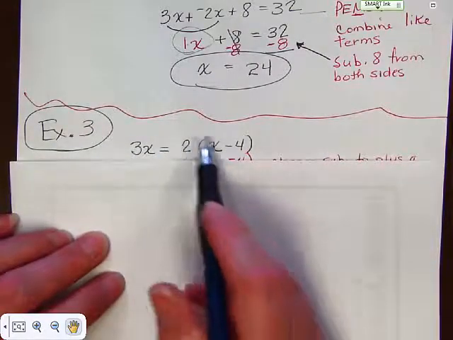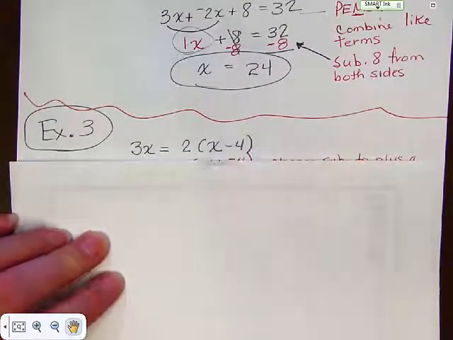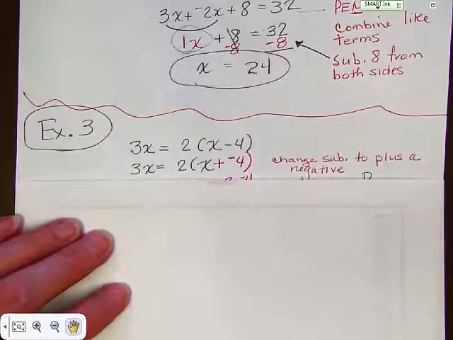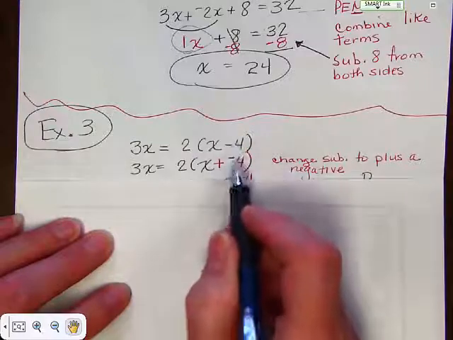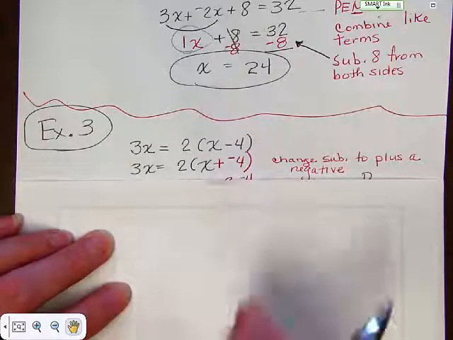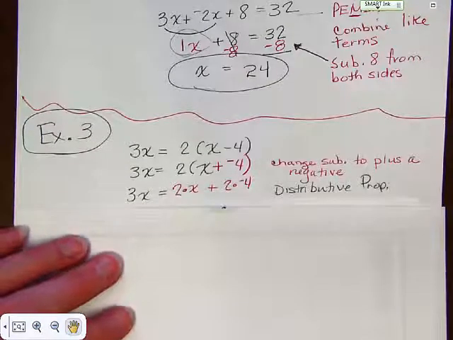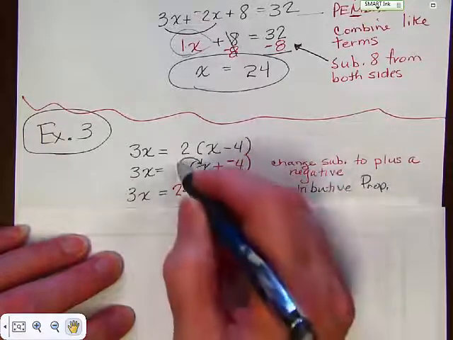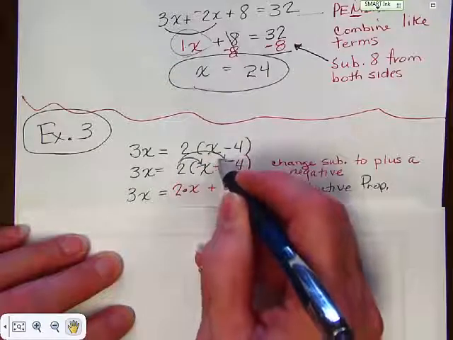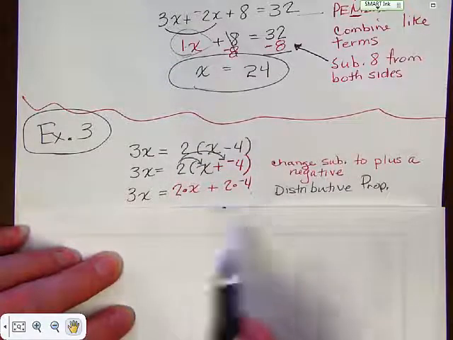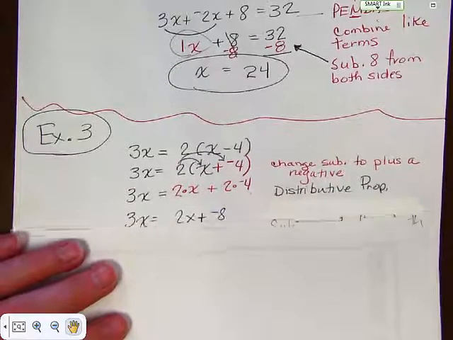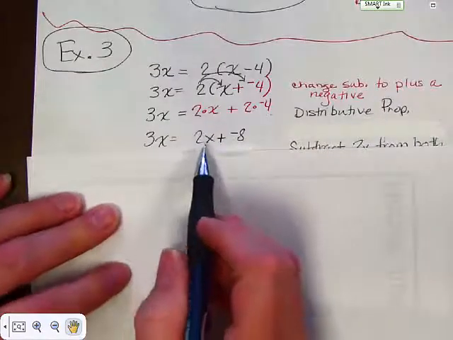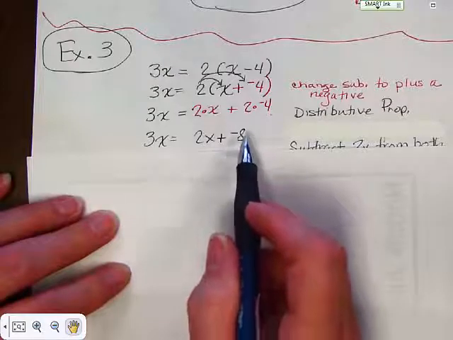3x equals 2 times the quantity x minus 4. Okay? Again, first thing I would probably do is change this negative to a plus a negative. Okay? So that's the first thing I do. Then I'm going to use the distributive property and take 2 times x plus 2 times the -4. So here I did it there. Then my next step, of course, is to do the multiplication. So you end up with 3x equals 2x plus -8.